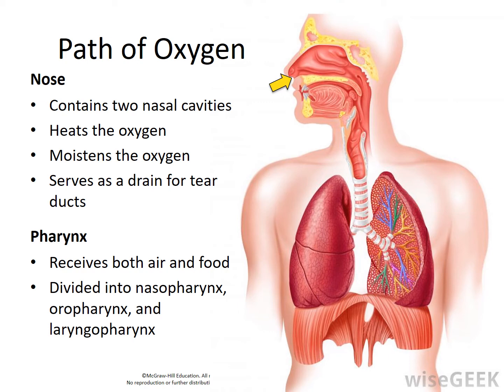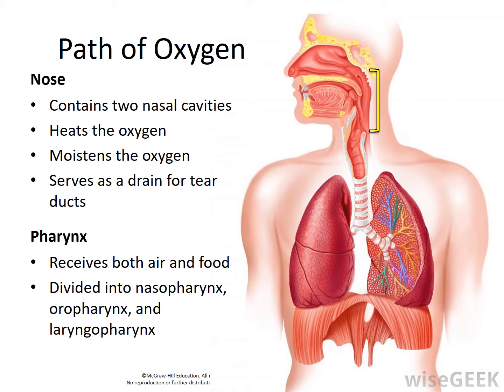So the next structure to cover is the pharynx, and the pharynx is really more of a cavity than it is a structure, so I kind of misspoke there. This is a cavity that's going to receive both air and food, and you can see the extent of it in the yellow bracket that I just put on the figure.